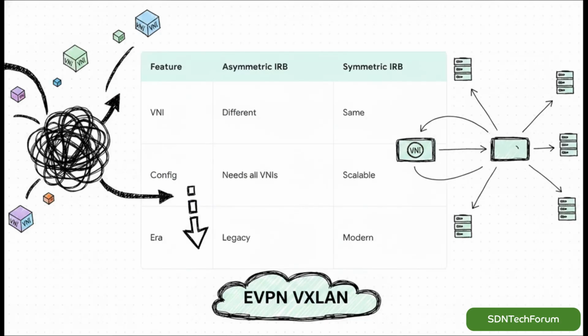Now, when it comes to routing between these subnets, EVPN relies on integrated routing and bridging, or IRB. You'll generally see two flavors of this, asymmetric and symmetric. Asymmetric IRB is an older legacy method that uses different VNIs for the request and the response. The problem there is every single switch needs to have every single VNI configured locally. It just doesn't scale well at all. On the flip side, symmetric IRB, which is the modern standard, scales beautifully. If the destination is on a different subnet, the ingress switch simply routes it into a dedicated transit routing VNI. That exact same routing VNI is used for both the request and the response, which keeps your configuration super light and highly scalable across your hardware.